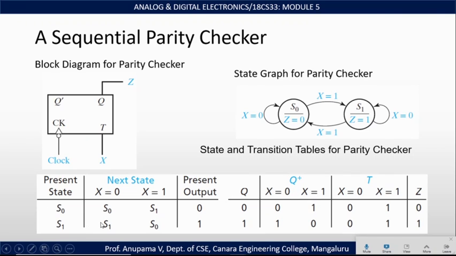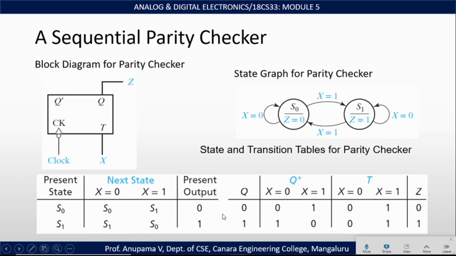In the state table we write the present state and next state as they are. But in the transition table we are going to represent the state table in terms of symbols. Present state is represented by Q, next state is represented by Q plus, state S0 is represented by 0, state S1 is represented by 1. Output, that is the present output, is represented by Z. So the transition table is the symbolic representation of the state table.